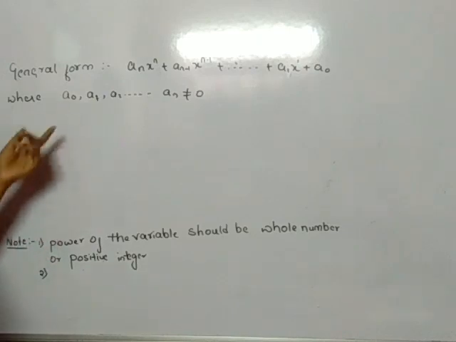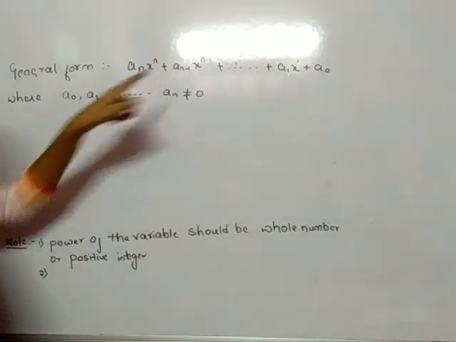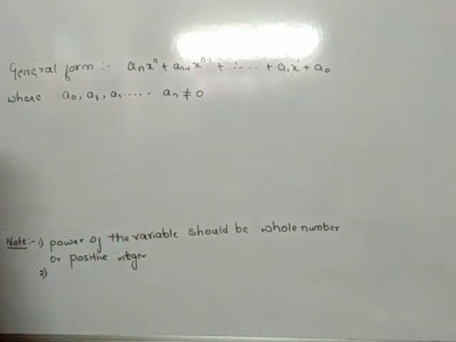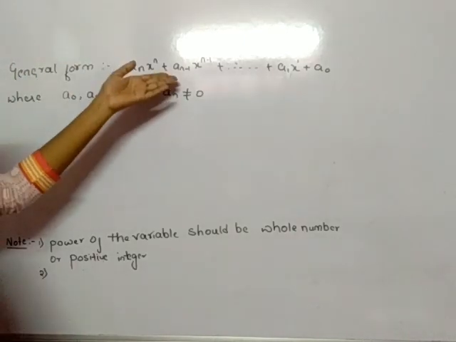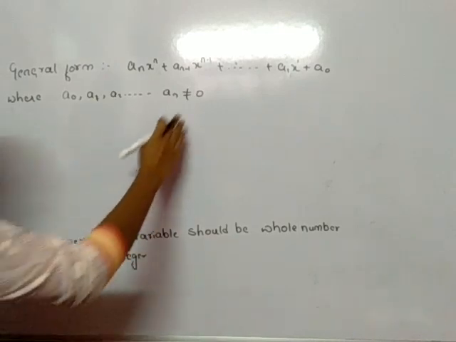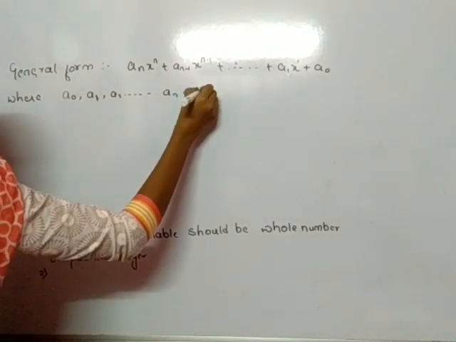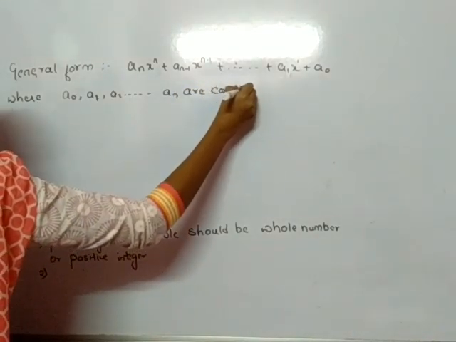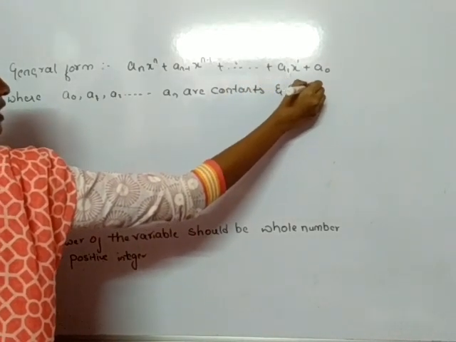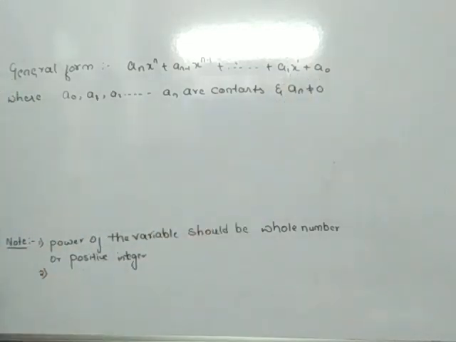Okay, if these constants become 0, at that time we are getting the whole polynomial as a 0 polynomial. We'll write here one more statement. The a's are constants and a n must not be equal to 0, right?